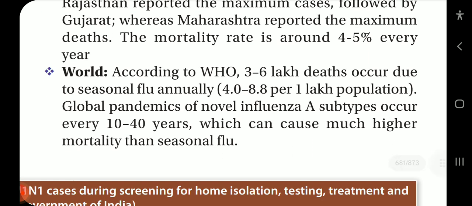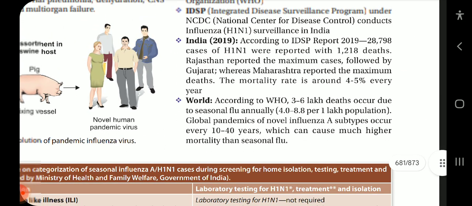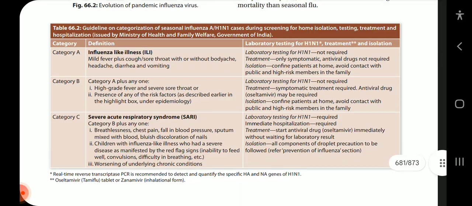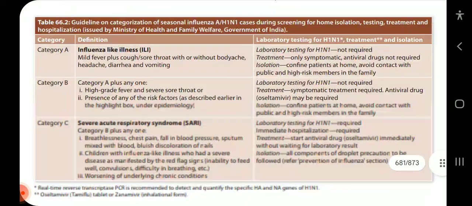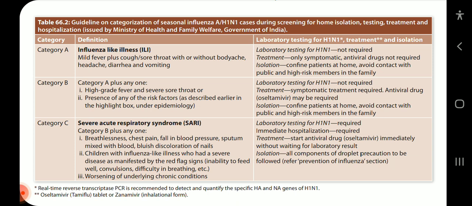World: according to WHO, 3 to 6 lakh deaths occur due to seasonal flu annually, 4.0 to 8.8 per 1 lakh population. Global pandemics of novel influenza A subtypes occur every 10 to 40 years, which can cause much higher mortality than seasonal flu. Now, this is the guideline for categorization of the seasonal flu by the Government of India.